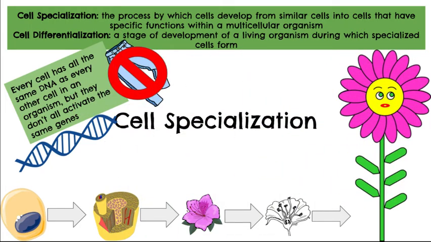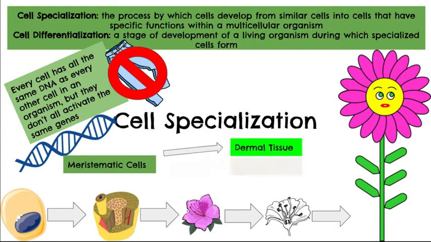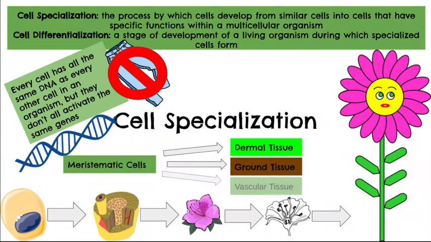Special cells, called meristematic cells, are responsible for the constant growth of a plant. It is an undifferentiated cell that can form specialized cells in plants. They are constantly creating dermal tissue, ground tissue, and vascular tissue for these plants.